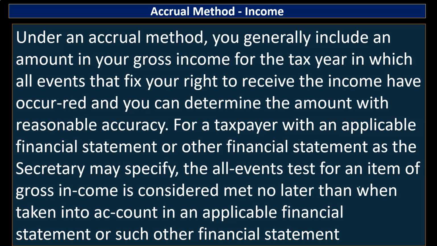Accrual method income. Under an accrual method, you generally include an amount in your gross income for the tax year in which all events that fix your right to receive the income have occurred, and you can determine the amount with reasonable accuracy. So that basically means that you earned it, right? You did the work, you earned the income. From an accounting cycle standpoint, that's usually when you send the invoice out. So if you did bookkeeping work, for example, and sent the invoice out, that's usually where you would record the income under an accrual method. That's why in accounting software such as QuickBooks, when you record the invoice, that's when the income is recorded.